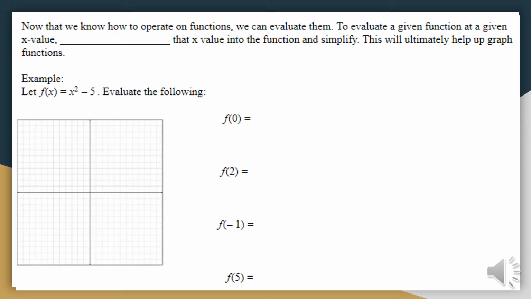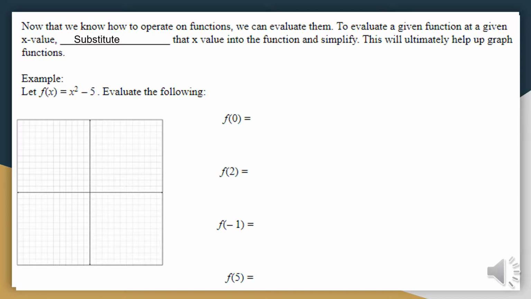So now that we know how to operate on functions, we can evaluate them. And to evaluate a given function at a given x value, you need to substitute or plug in that x value into the function and simplify. This will ultimately help us graph functions. So let's look at this example. Let f of x equal x squared minus 5, and we need to evaluate it at 0, 2, negative 1, and 5. But let's think about our transformations.